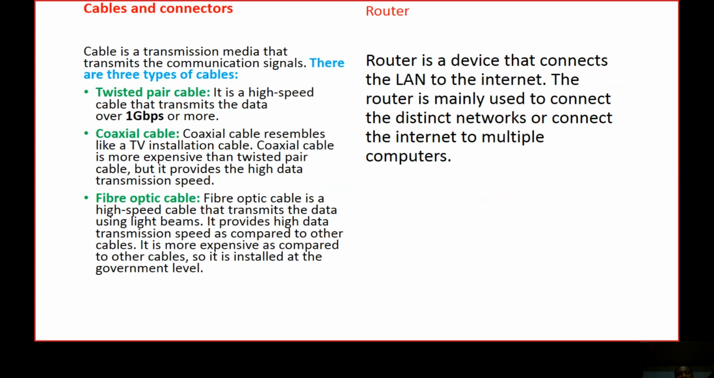Another device is a router. A router is a device that connects LAN to the internet. So you may have different LANs, and if you connect them using the router, the information will be sent to the internet. The router is mainly used to connect distinct networks or to connect the internet to multiple computers.